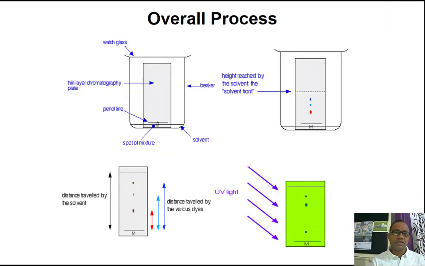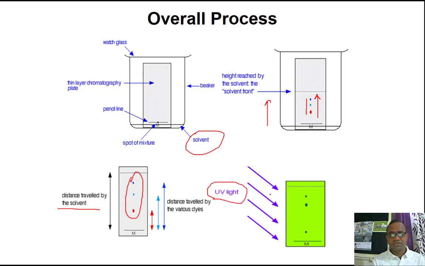So in this way, the overall process can be done. Prepare the slurry, prepare the plate, put it into the jar which is filled up with the solvent. Then the solvent rises according to capillary action and takes along the sample, because if the sample is soluble in the solvent, it can move like this. Finally, at a particular time they get well separated, and this separation is calculated by the Rf values.